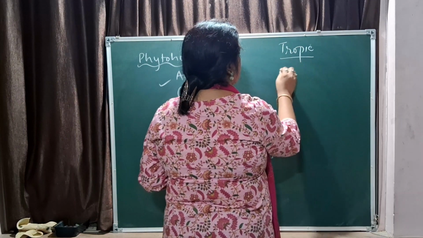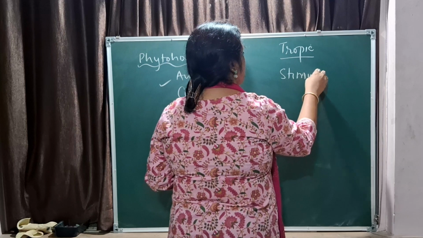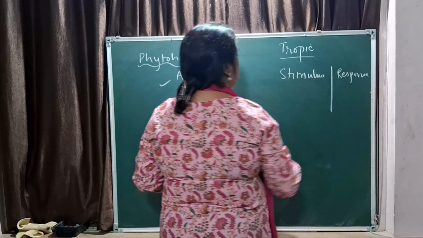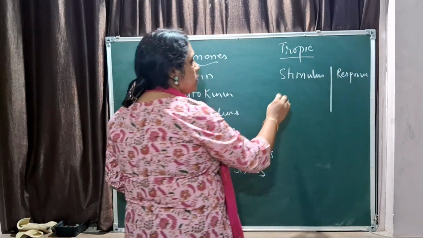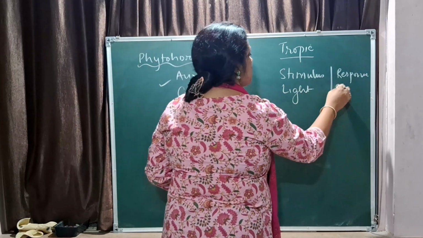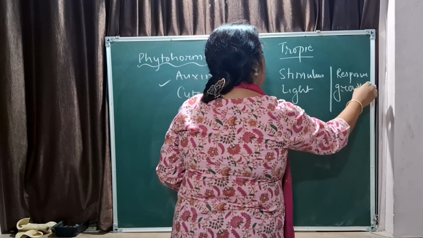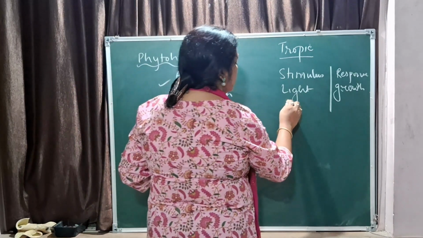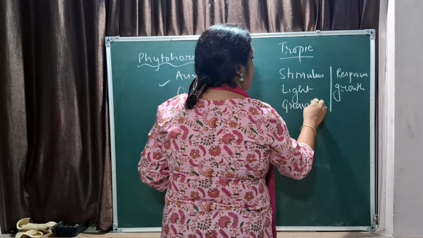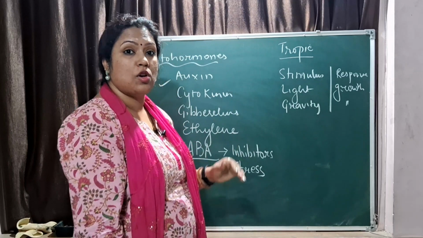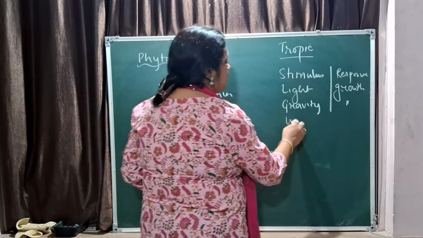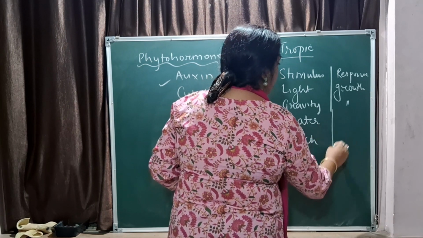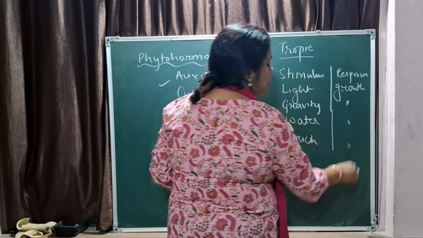Then you have got tropic movements, right? Tropic movements have a stimulus and you have a response. The first one, phototropism. Stimulus is light, response is growth. So, bending of the plant shoot towards the light is phototropism. Next one is gravity. Again the response is growth. The geotropism, okay, water, hydrotropism, touch, thigmotropism, and in all the cases the response has to be growth.